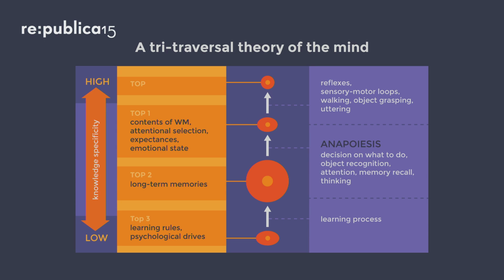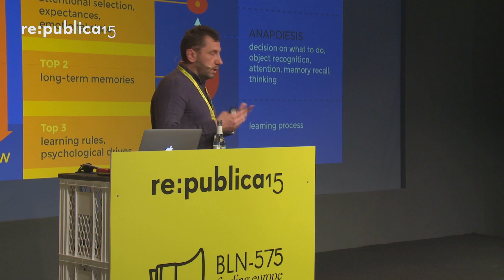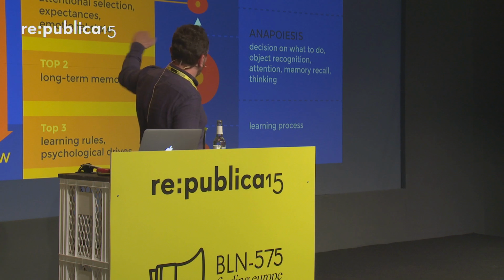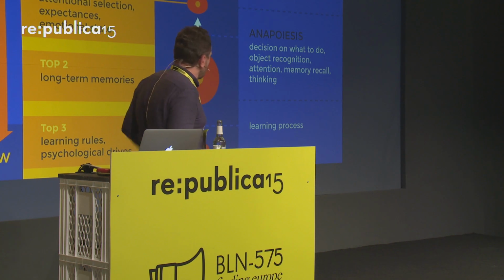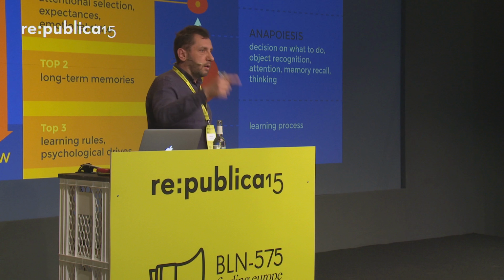With that, we can build a whole theory of the mind, an explanation. It's called the 3 traversal theory of the mind. At the bottom, we have learning rules, psychological drives, our instincts. Then comes a learning process, which creates long-term memories. But these long-term memories, as I said, are not a ready network. You still have to apply them in order to create a ready network to interact. This process of application is our decisions, the process of recognizing objects, paying attention, and so on. Then we create the contents of working memory, attentional selection, expectancies, and such things, and only then can we interact with the environment.